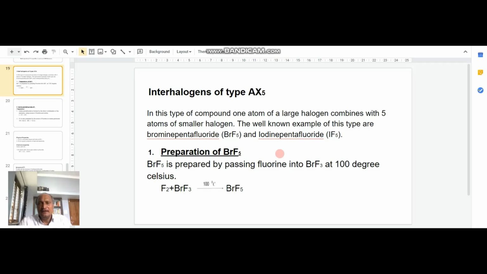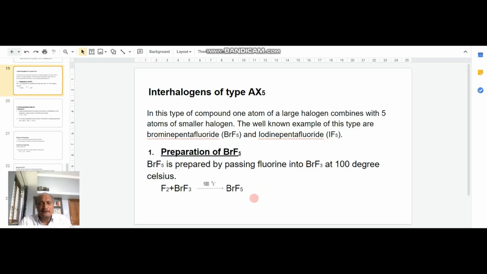As you know, in the AX5 type of interhalogen, the larger halogen atom, either a bromine or an iodine atom, is combining with 5 atoms of fluorine, which is a smaller atom, forming an interhalogen compound of the type BrF5 or IF5, bromine pentafluoride or iodine pentafluoride.